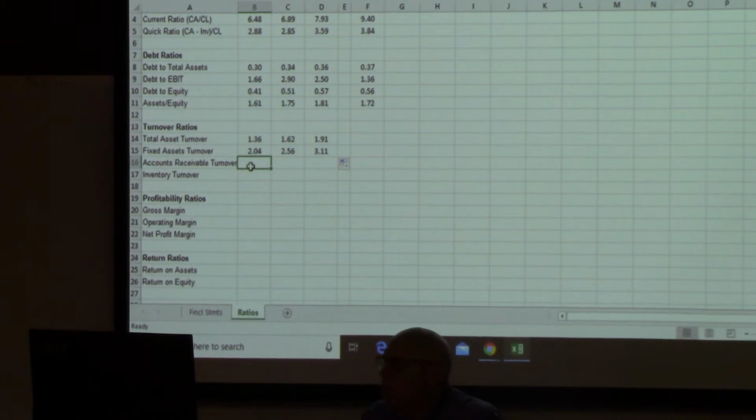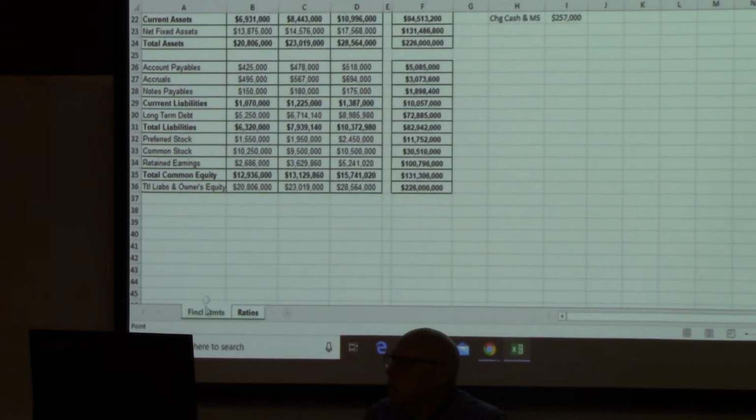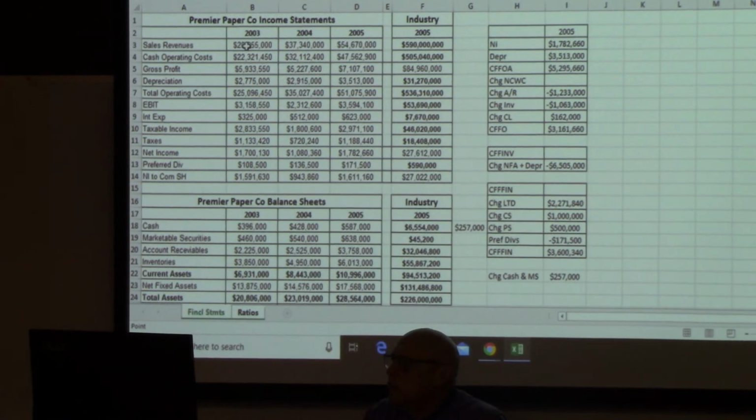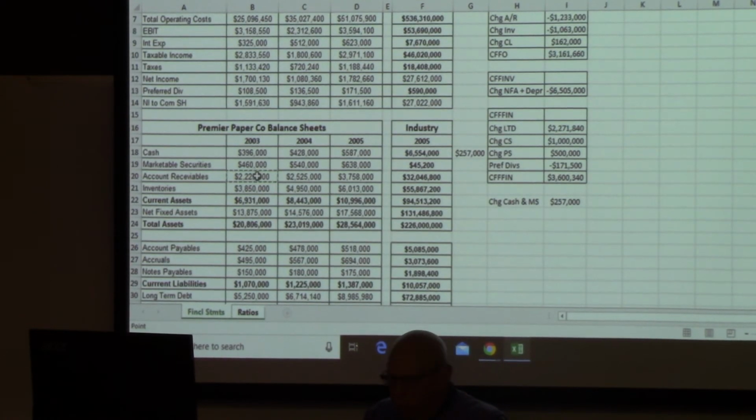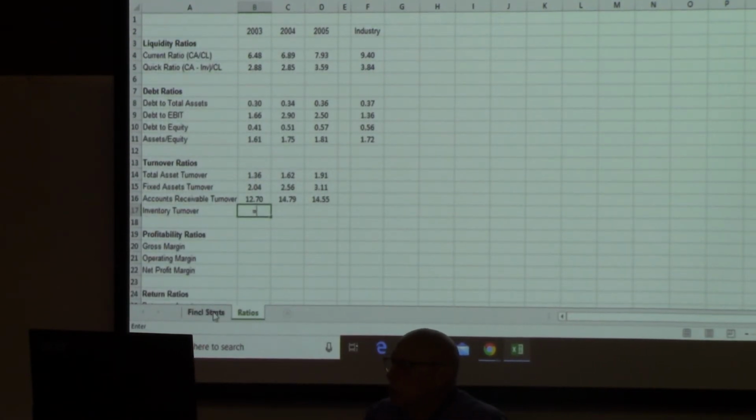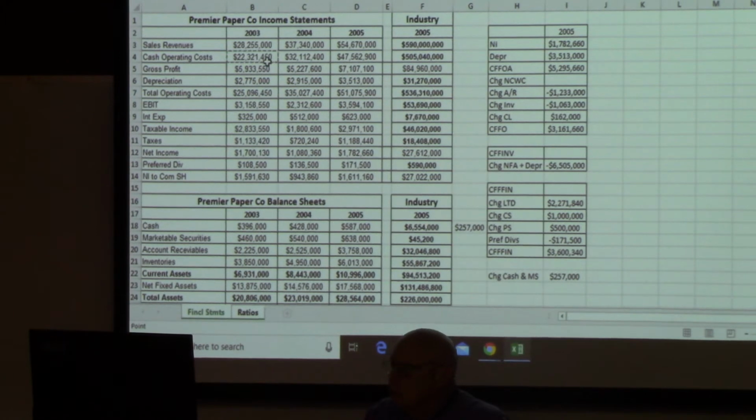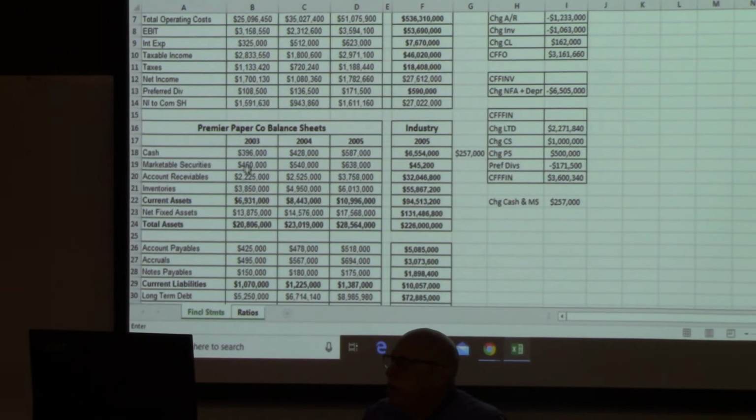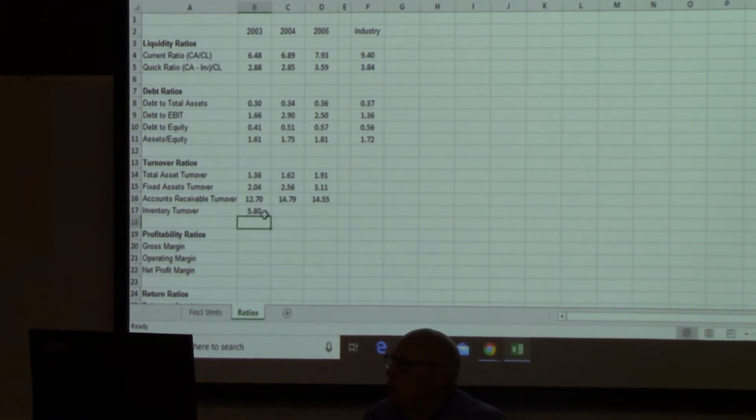Accounts receivable turnover is sales divided by accounts receivable. Normally we would average all of these things. And then inventory turnover is cost of goods sold divided by inventory. All right, let's take a look at the industry real quick. All right, we got the industry down.